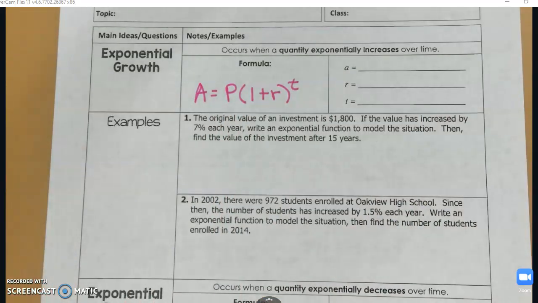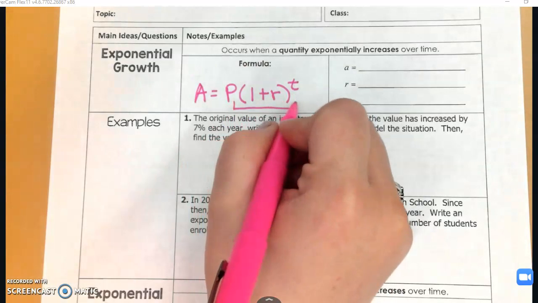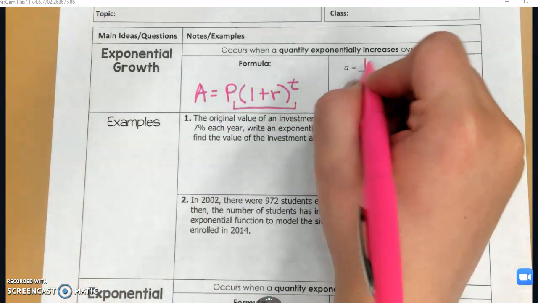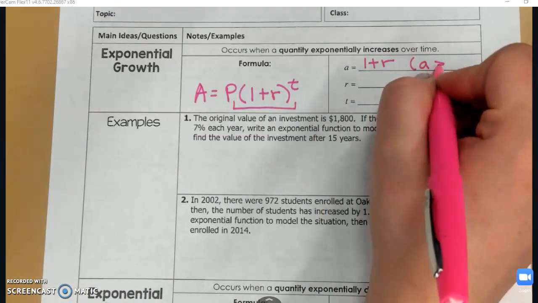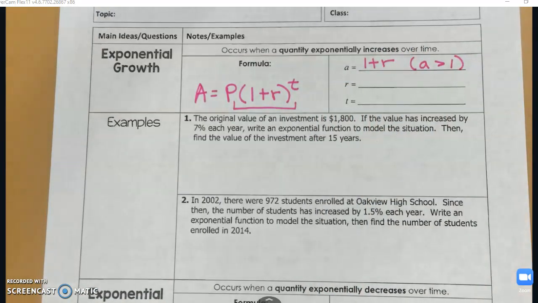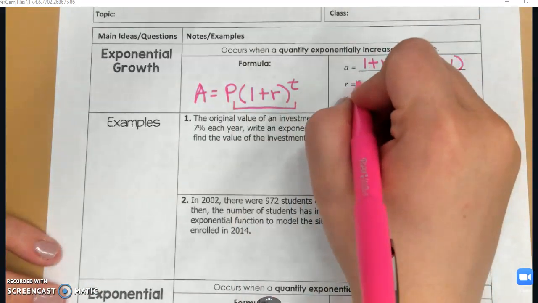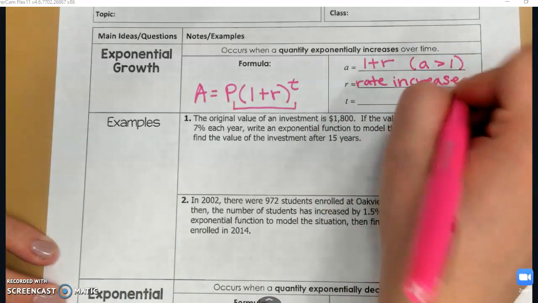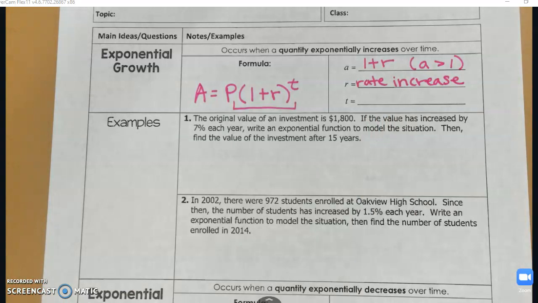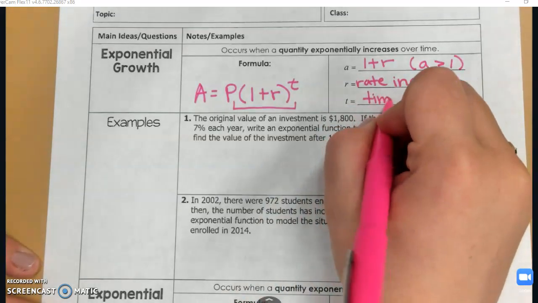So let's talk about what some of these parts are. 1 plus r, that is my little a value. And when I have growth, that means that value is bigger than 1. I'm adding something to 1, so that number should be getting bigger over time. R is my rate of increase or interest rate. It just depends on the problem because not all of these are going to be necessarily about interest. Sometimes it's about population increase, sometimes it's about rate of spread. So it's just the rate of increase. And t obviously is still time.